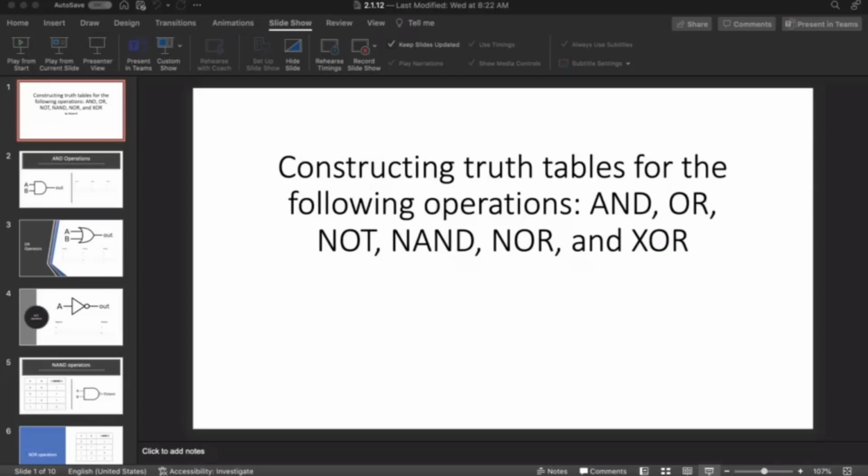A NOT operator. The condition for this is that the output is the opposite of what the input value is. So if the input value is 0, then the output would be 1, and vice versa.